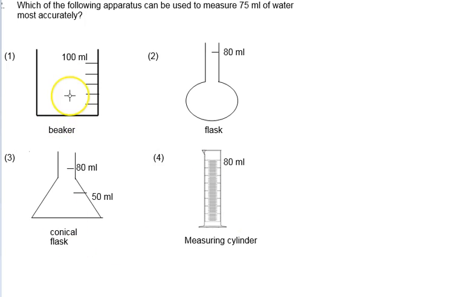They give us four different measuring apparatus, but they would like to know which of these four would be able to measure 75 milliliters of water most accurately. Let's look at the first option. The first option has five lines by the side of a beaker, and at the fifth line it states 100 ml. So if five of these levels show 100 ml, each level is 100 divided by 5.